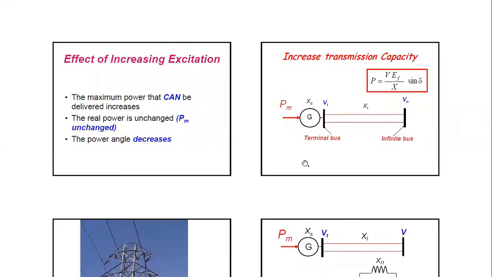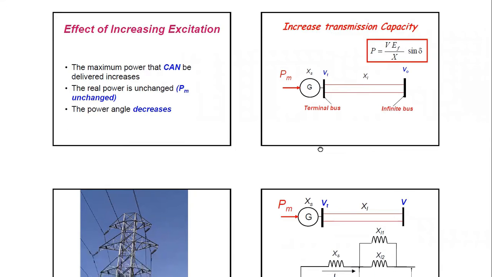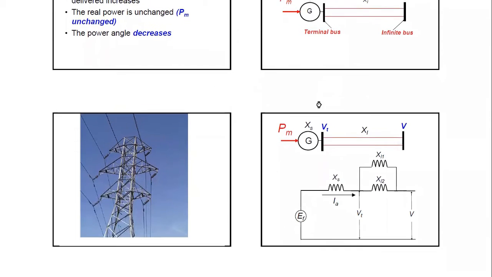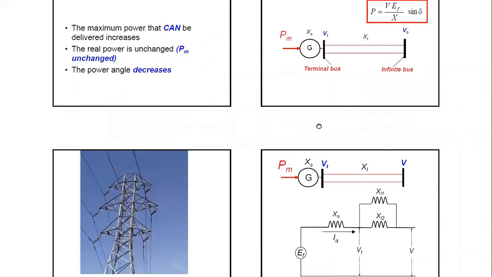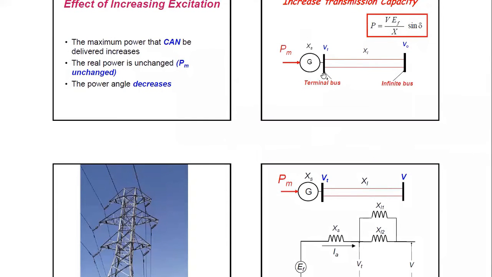Next, how to increase the transmission line capacity. This is the alternator, which is connected to the terminal bus, and through this it is connected to the infinite bus with two parallel transmission lines. If you want to increase the transmission capacity, we may opt for parallel lines connected between two buses. They can share the power which is transferred from the terminal bus to the infinite bus.